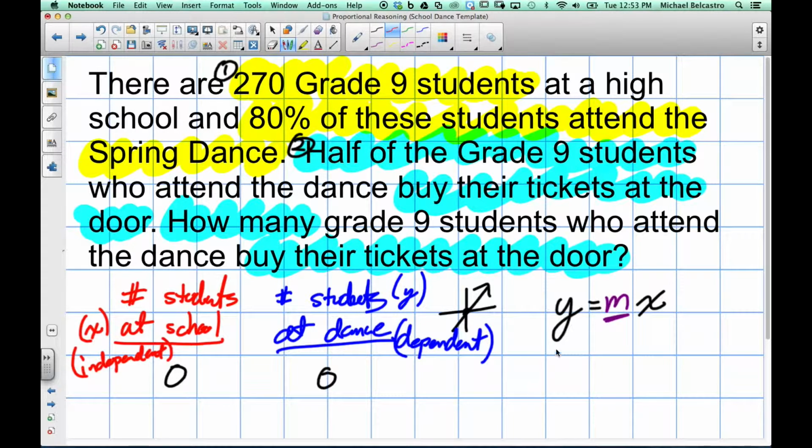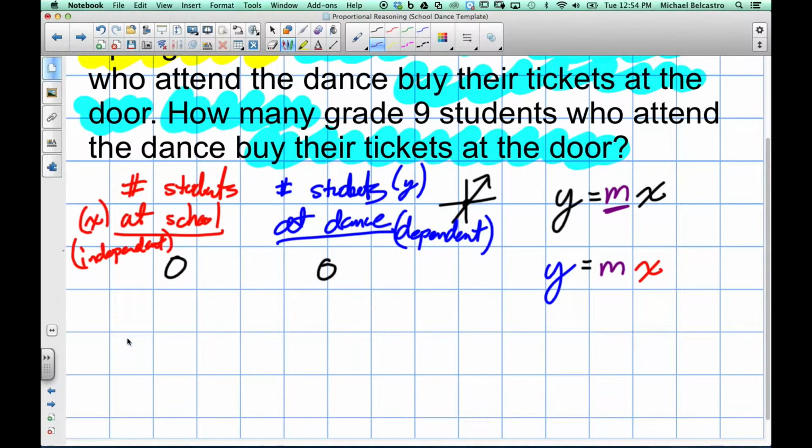So if that's our case, we know that our y is the number of students attending the dance. Our rate, which is our m, is actually our percentage that they've given us, and x, we said, was the number of students at school. So the percent they gave us was 80%. All we need to do is convert it to either a fraction or a decimal. So let's do that down here.